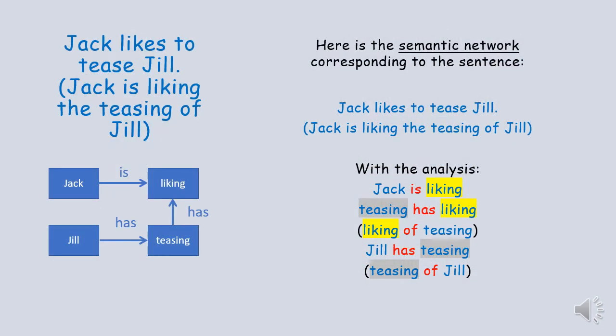Here is the semantic network corresponding to the sentence Jack likes to tease Jill, which we reworded as Jack is liking the teasing of Jill. And with the analysis we had Jack is liking shown with the two nodes, the Jack and liking node linked by is. Teasing has liking. Again, we've got the liking and teasing nodes linked by has. And Jill has teasing, represented again by two nodes, Jill and teasing linked by has.